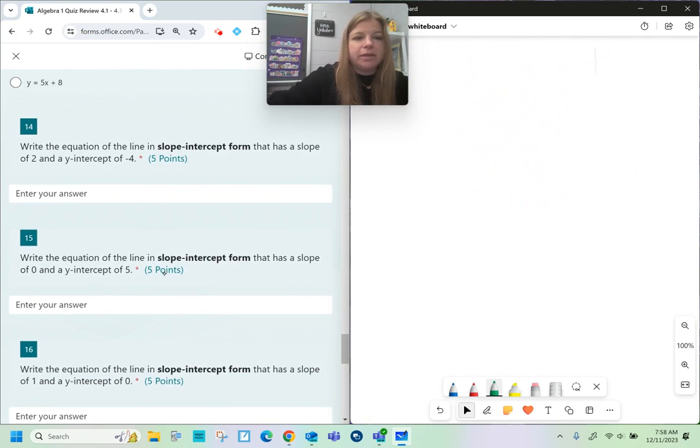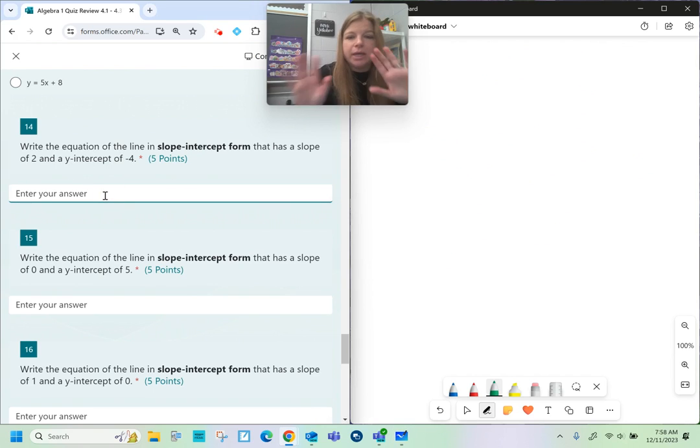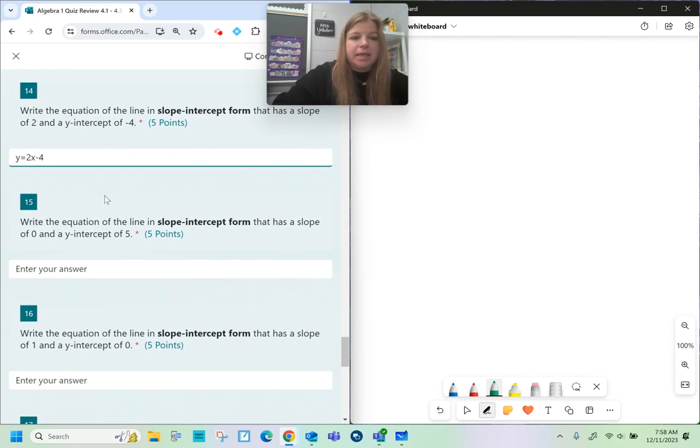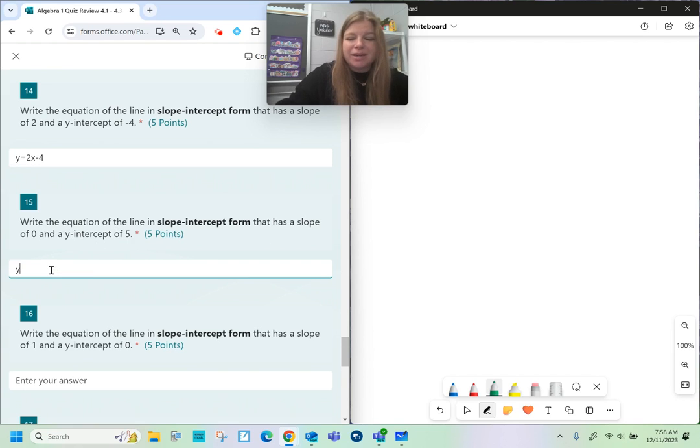Number 14, write the equation of the line in slope-intercept form that has a slope of 2 and a y-intercept of negative 4. This doesn't get any easier. It would just be y equals a slope of 2, so 2x, y-intercept of negative 4, minus 4. Easy, easy. Next one, write the equation of a line in slope-intercept form that has a slope of 0 and a y-intercept of 5. Well, I'm really not going to write y equals 0x plus 5. That 0 times x is just 0. My equation would really just be y equals 5.